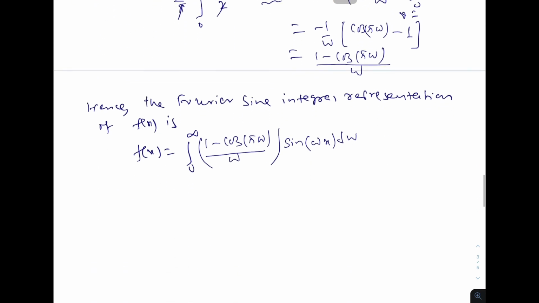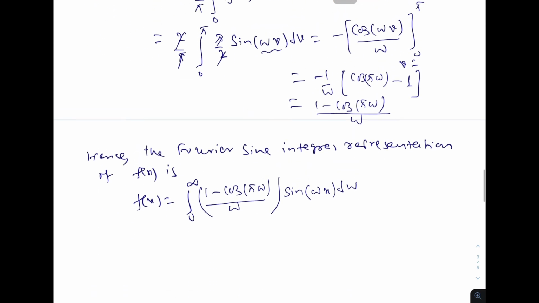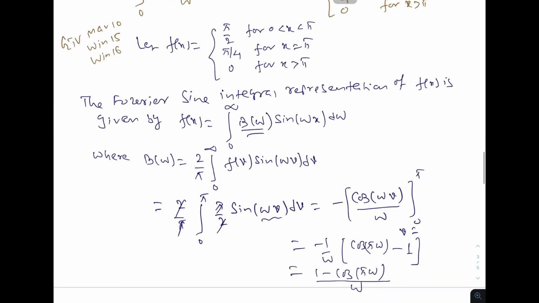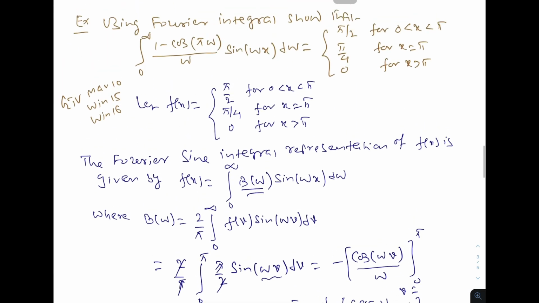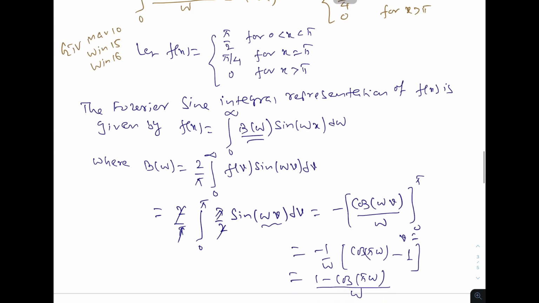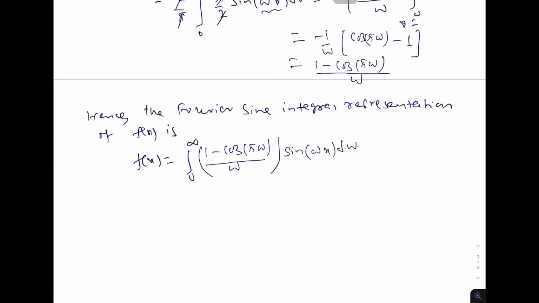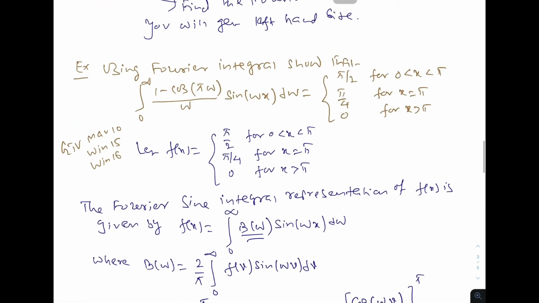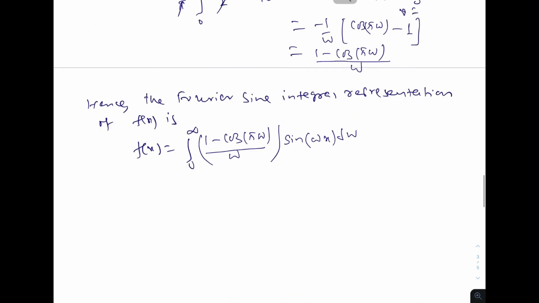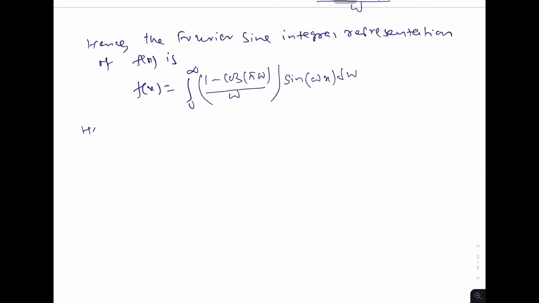Okay, now what does it mean? It means that what we have taken f(x) is this much. So 1 minus cosine pi omega over omega sine omega x, and that is our f(x). So that's our proof.